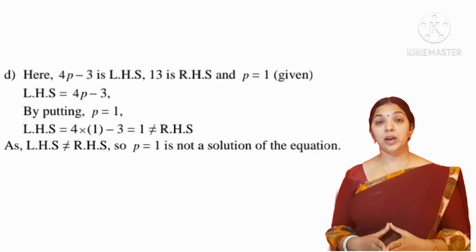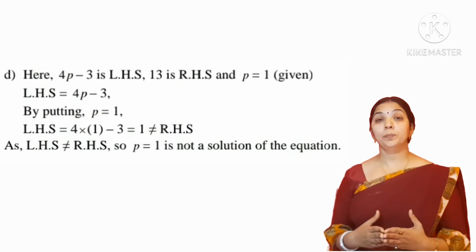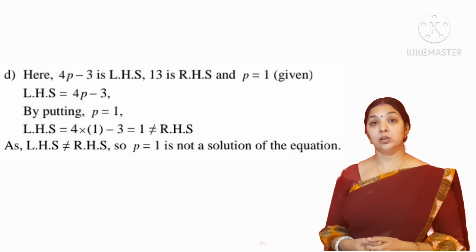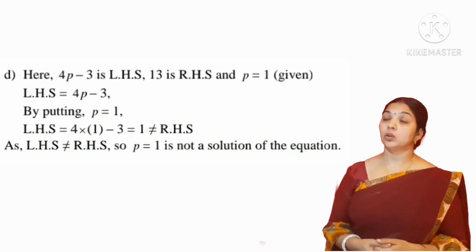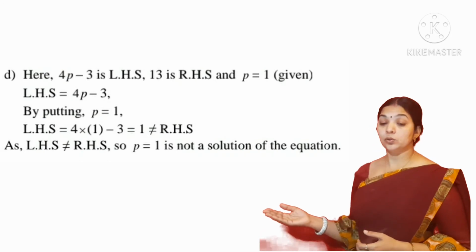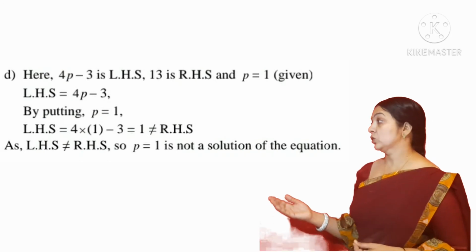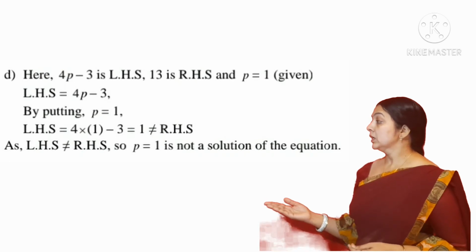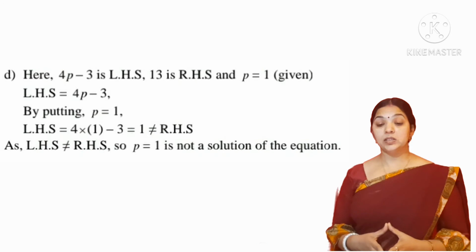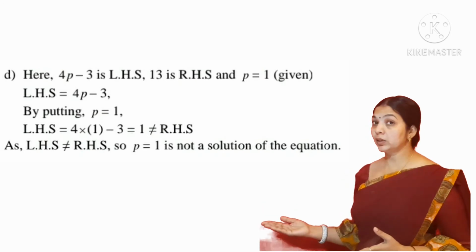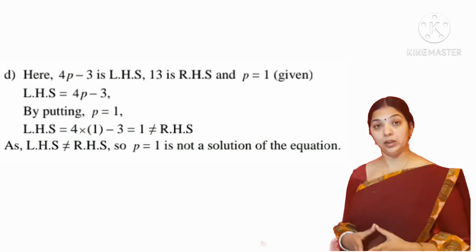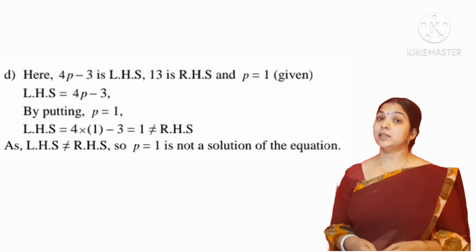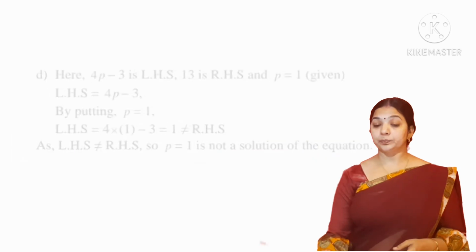Okay, now what we have to do? We have to place the value p is equal to 1 in this equation and check whether the value p is equal to 1 satisfies the given equation or not. So we will write down p is equal to 1 in LHS. So 4 into 1 minus 3 is equal to 4 minus 3 is equal to 1. Now RHS is 13. So 1 is not equal to 13. That means LHS and RHS are not equal. So what will we say? We will say that p is equal to 1 doesn't satisfy the given equation.